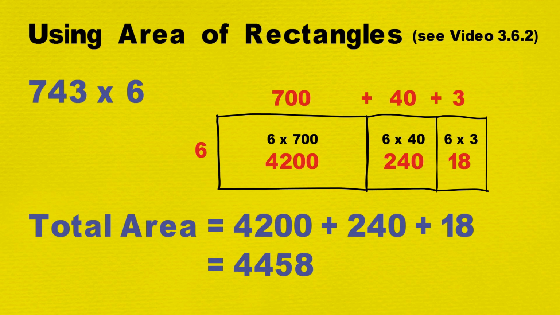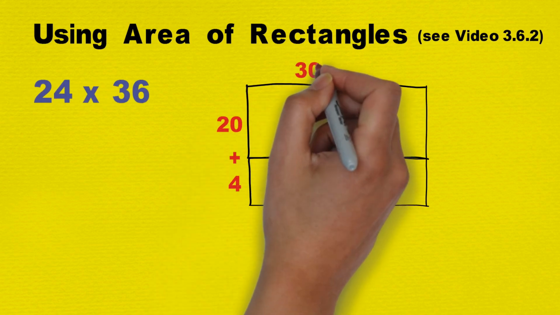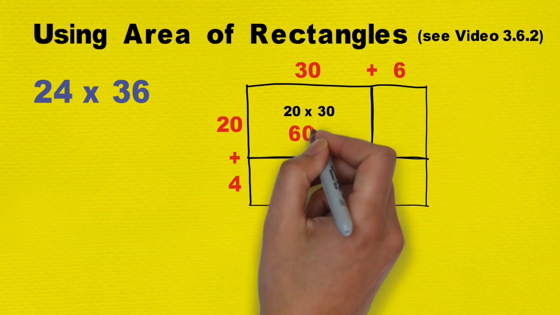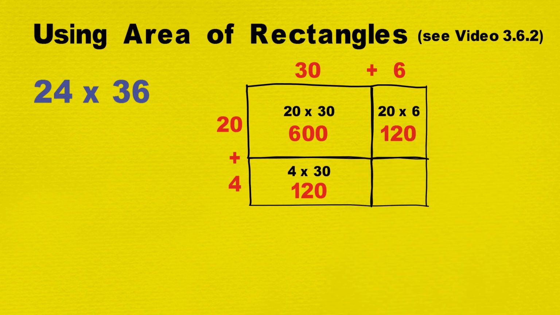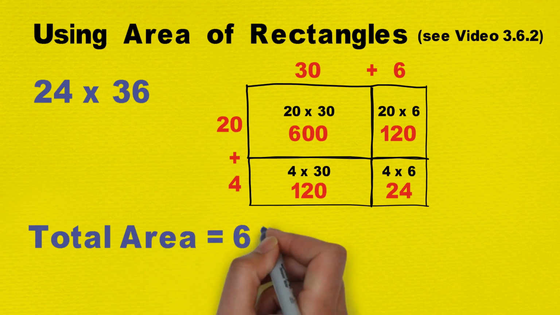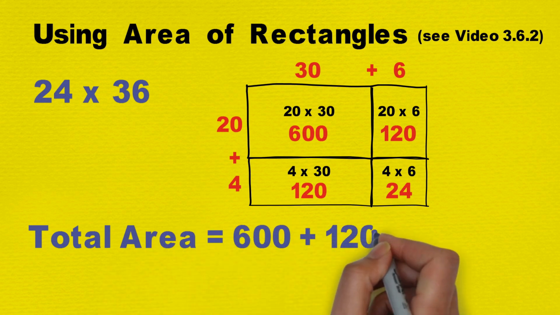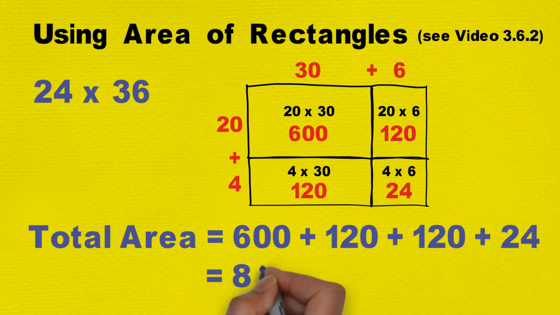We can use this area method to also multiply two-digit numbers by each other. For example, 24 times 36, which would look like these four areas. Again, we add the areas to get the total. 600 plus 120 plus 120 plus 24, which equals 864.